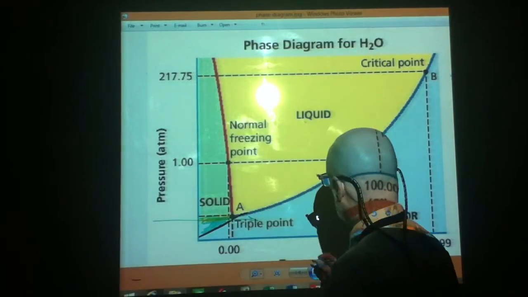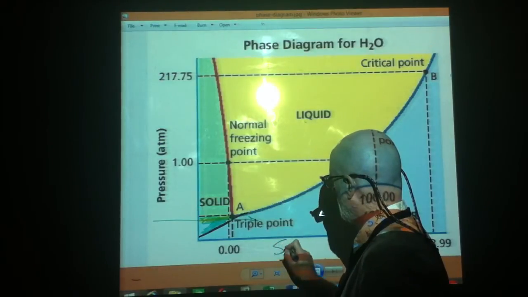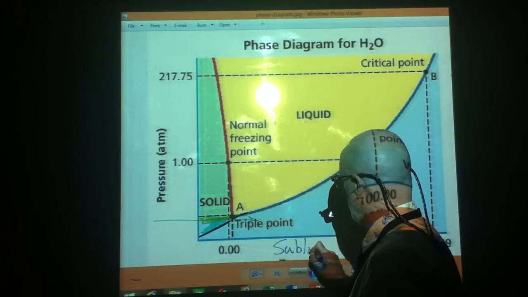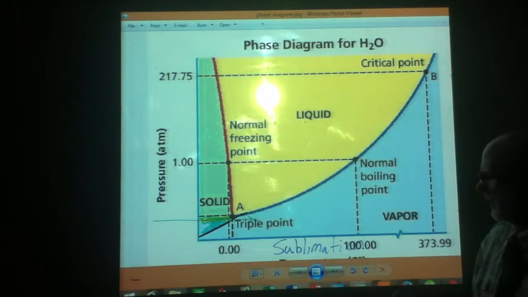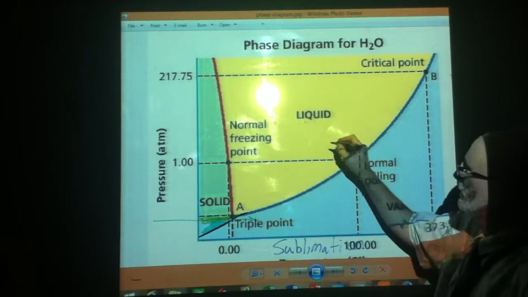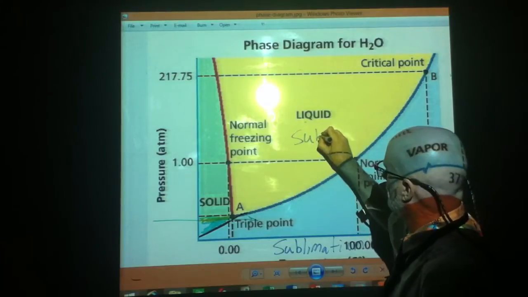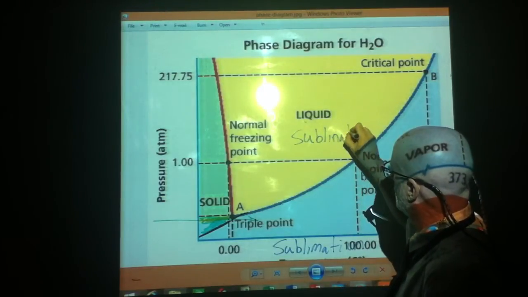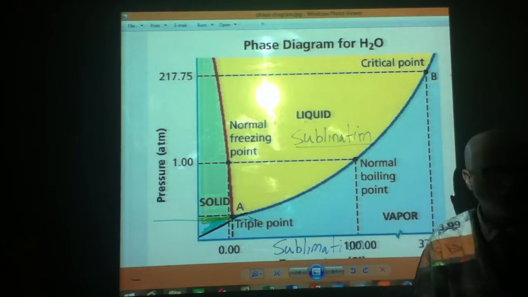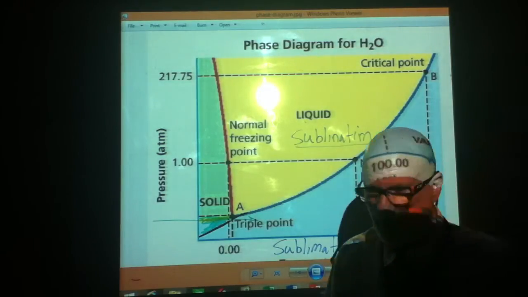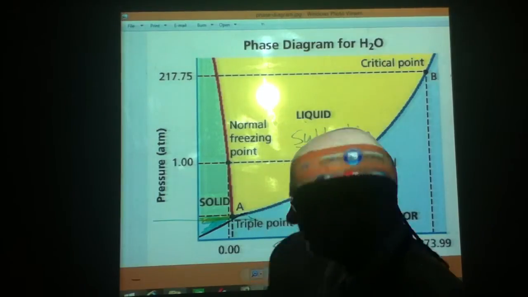How do you spell sublimation? S-U-B-L-I-M. Sublimation. I don't know if you can read that. Can you read that? Not really well? Kind of terrible, isn't it? But we'll work on that on the board.